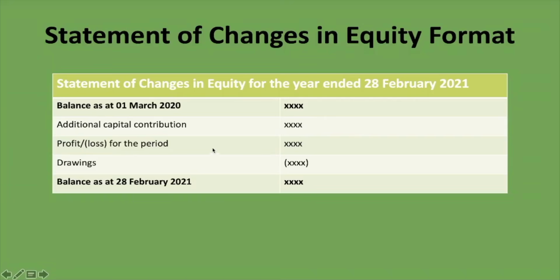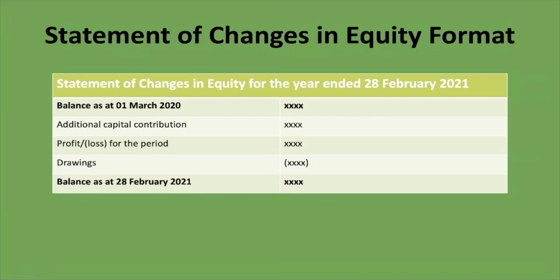The profit or loss for the period. If it's a profit, you put it as a positive. If it's a loss for the period, you put it as a negative. That's why you can see the loss is in brackets over here. Drawings that were made by the owner, you always put it as a negative, because drawings decreases the capital of the business, because the owner has taken something from the business. And then once you have all these items, you just total them up. You take your balance at the beginning plus additional capital plus profit for the period minus the drawings for the period, and then you will have the balance as at the 28th of February 2021, if that is your year end.